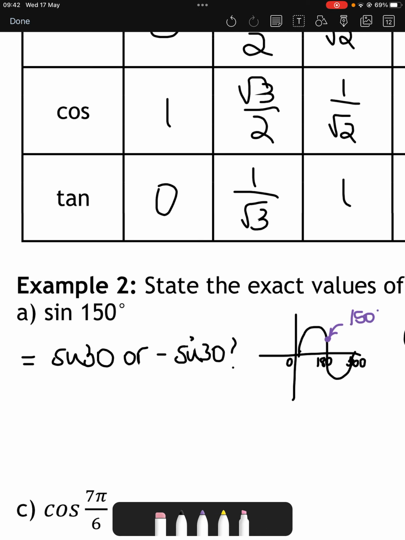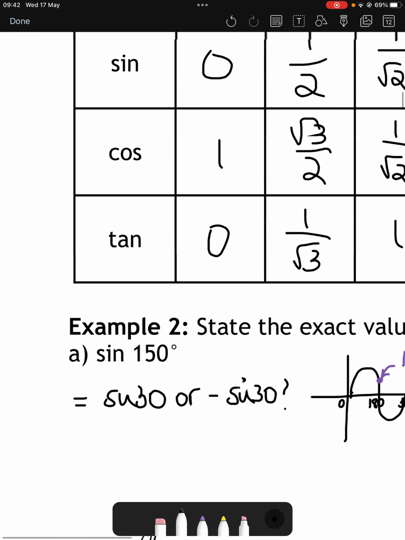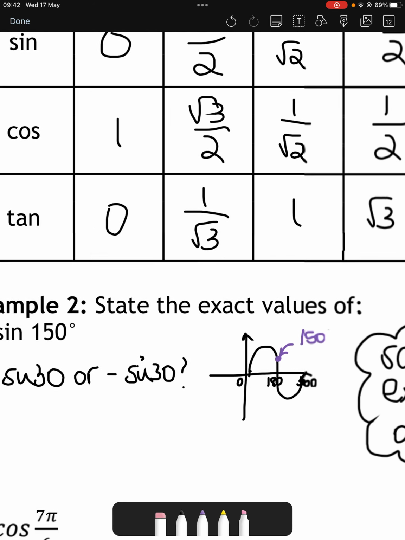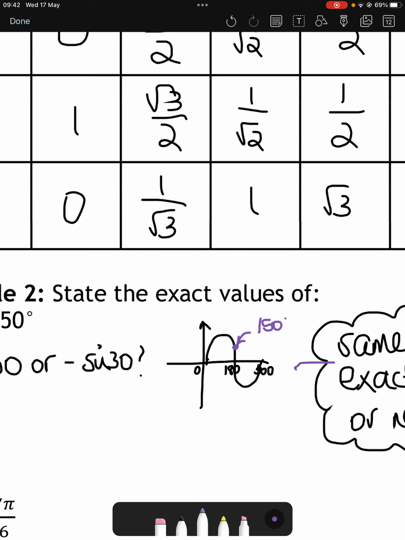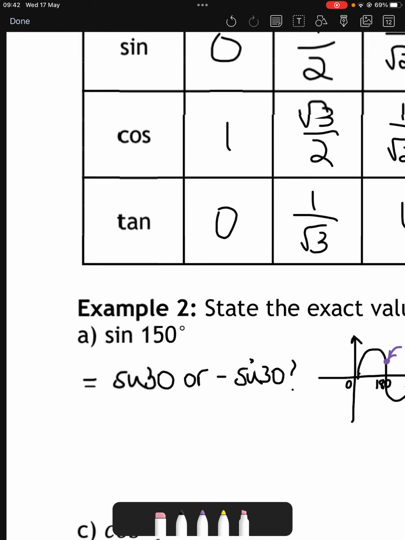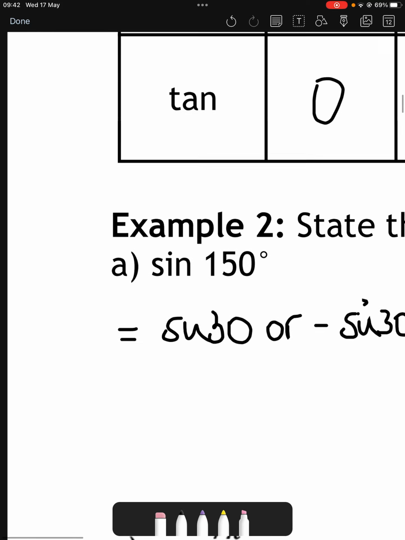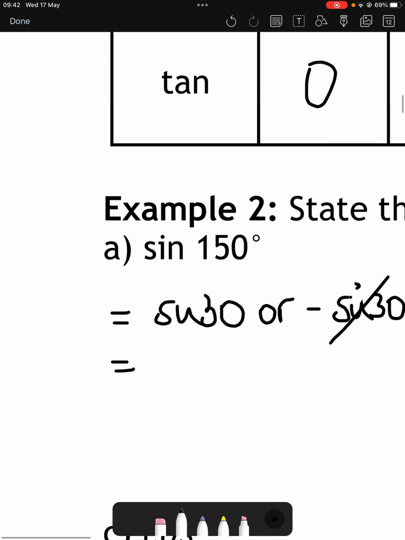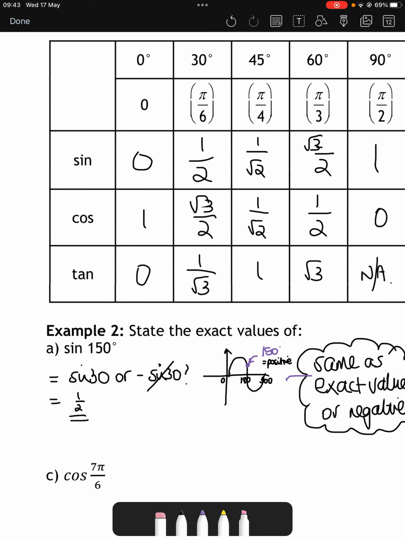Now you can see that that is positive. Okay, it's above the x-axis. So sine is positive at that point, basically, if you think about your quadrants. So therefore, it's not the same as a negative. It is sine of 30, which is a half. That's all you need to know. So if they ask you a value that's not your exact one, but it's related to it, you just need to know, is it the same or is it the negative of it?